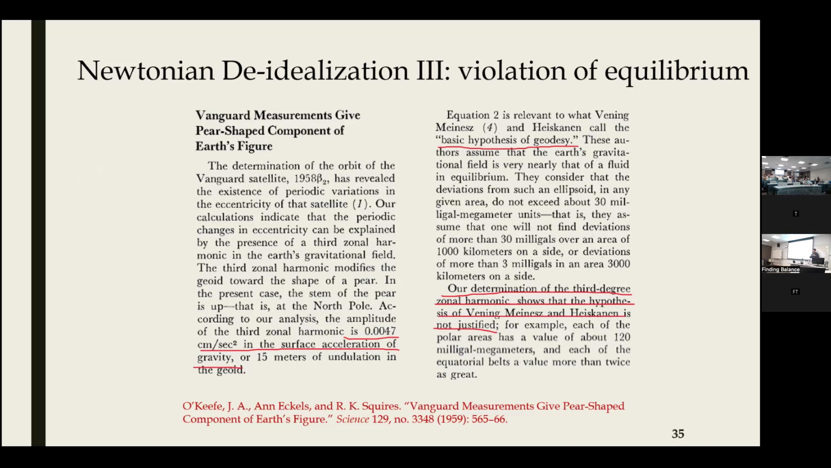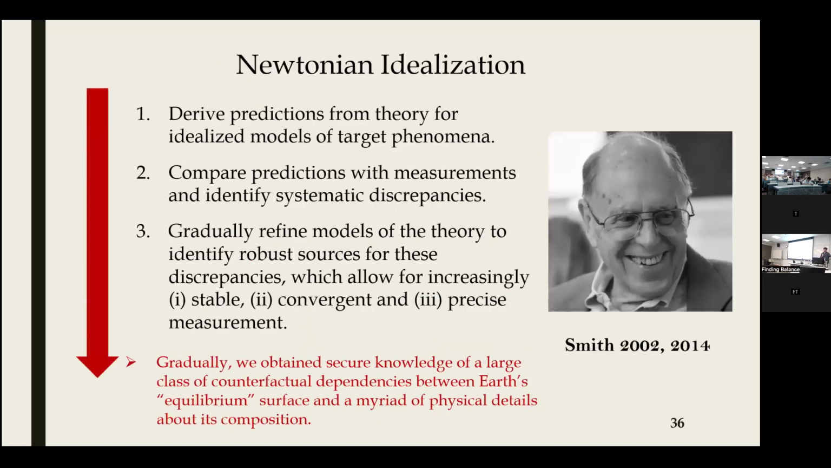So while this equilibrium idealization turns out to be false, it revealed a lot of interesting counterfactual dependencies between what the equilibrium surface of the Earth would be and the actual physical composition of the Earth. We discovered that Earth's density increases inwardly. We have discovered these processes of isostatic compensation going on, which is the foundation of our modern theory of continental drift. And we are able to measure the Earth's gravitational field to a precision that is at least two orders of magnitude greater than what we started with, right? So while the model turns out false, it revealed a lot of interesting counterfactual dependencies and a myriad of physical details about the Earth that explain those counterfactual dependencies.